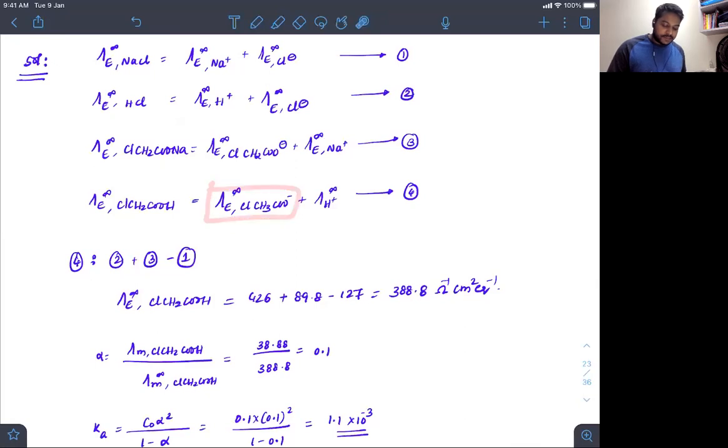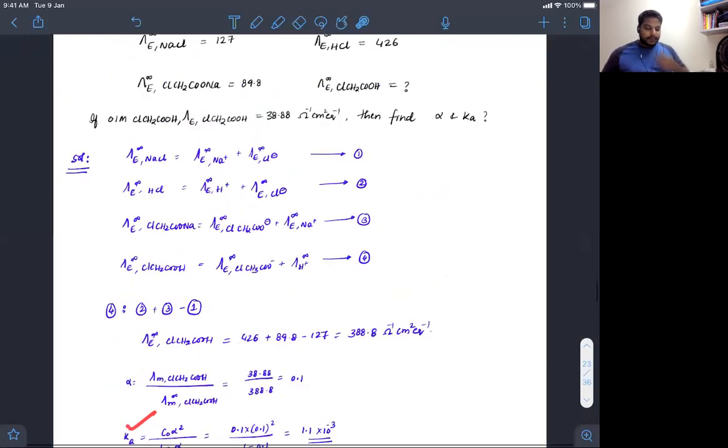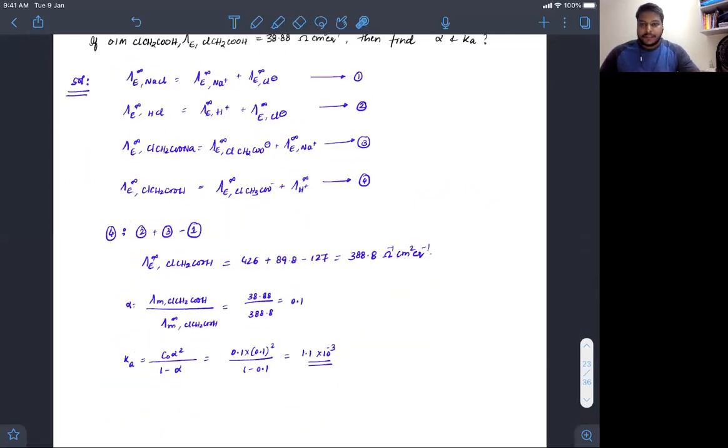Then everything will get cancelled and you'll be left with only these two, CHCl3CO minus and H plus. And I have added those 426, 89.8. When you add all of that, you'll get this as 388.8. Okay, Ansh? So that's how we get the alpha E value, beta. Alpha E infinity of ClCH2COOH. And later after that, you calculated alpha. And once you get alpha, you calculated Ka.